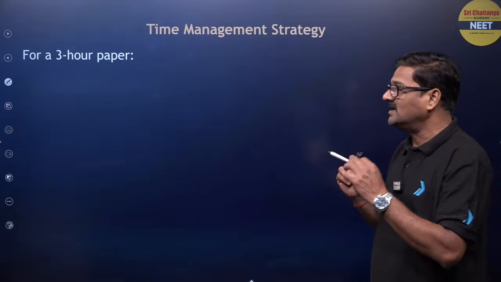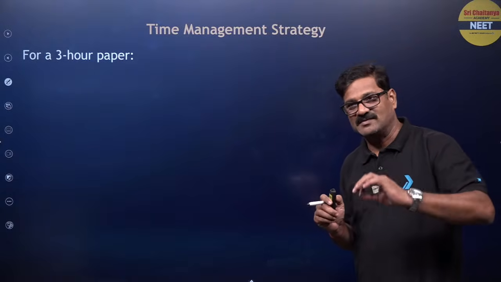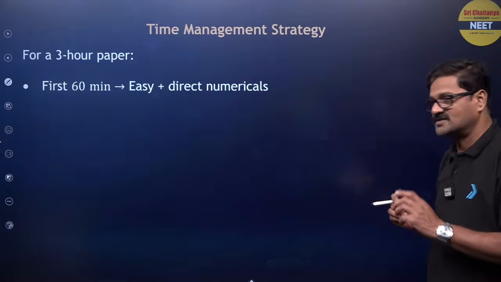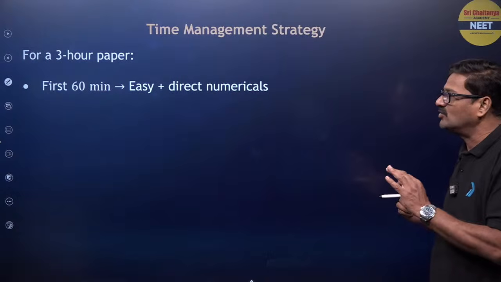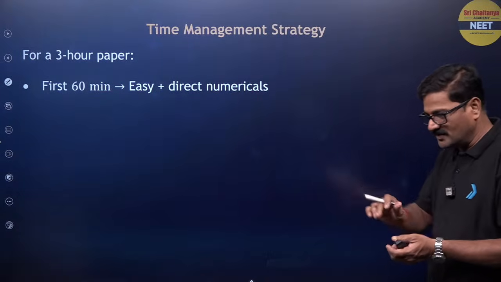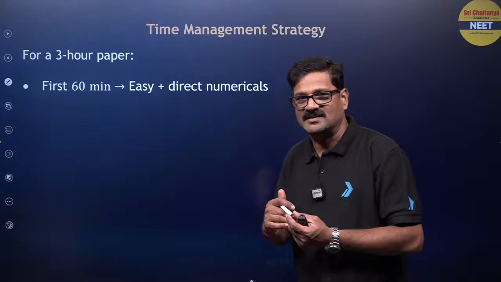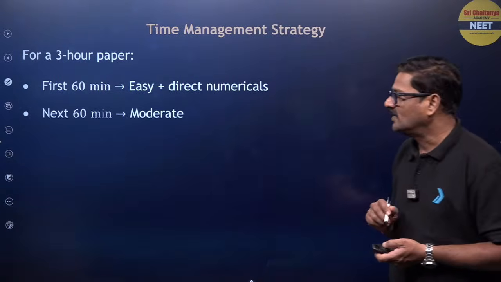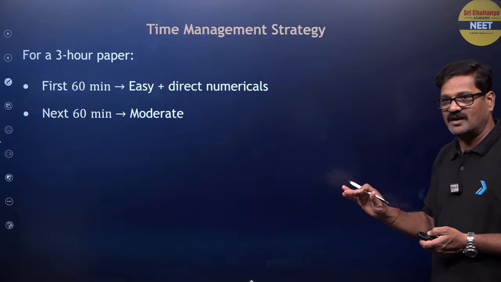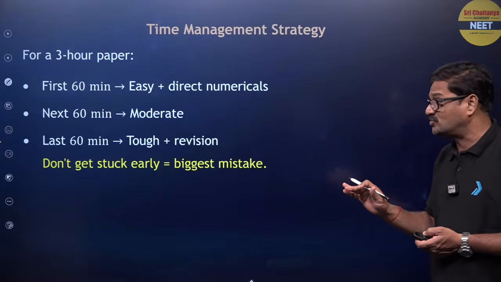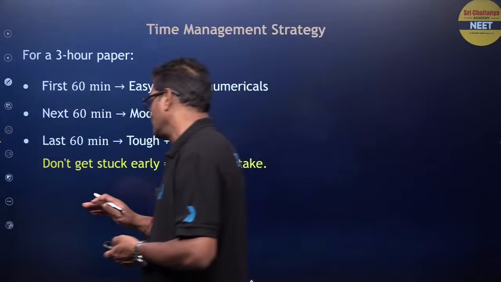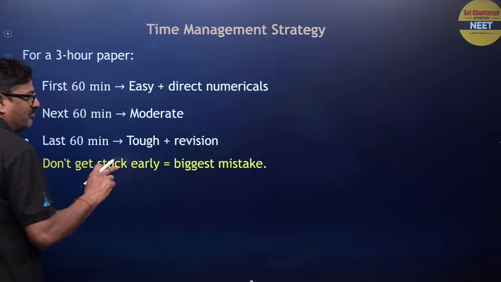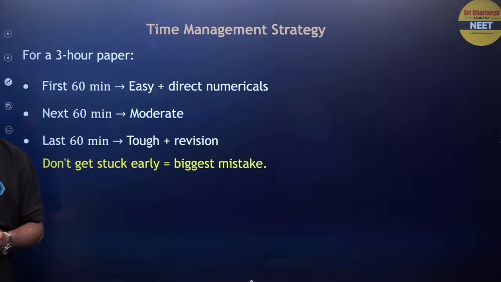So, for a 3 hours paper in the examination as well, first 60 minutes, easy and direct numericals you can do it. Whenever you see the question, if you feel it is easy, check whether maybe a trap is there or not. Next 60 minutes, moderate ones, and last 60 minutes, tough questions and revision. Don't get stuck early, it's the biggest mistake.